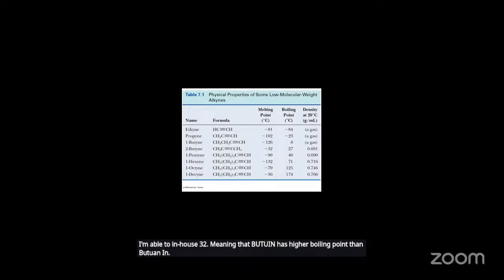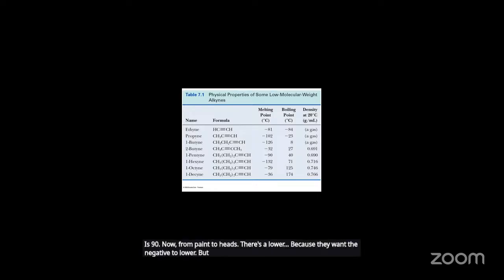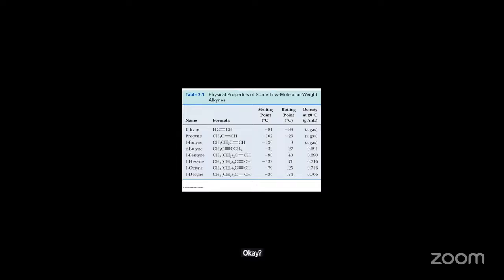Then look at 1-pentyne and hexyne. You can realize that my hexyne is 132 and 1-pentyne is 90. Now, from pentyne to hexyne, the melting point is lower, because the more negative, the lower. But the boiling point is increasing. So that's another thing we can talk about in their physical properties.